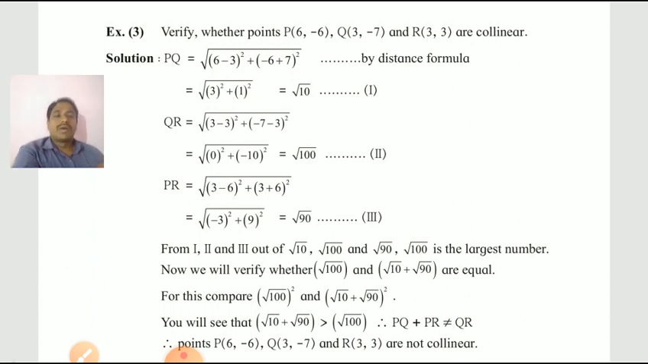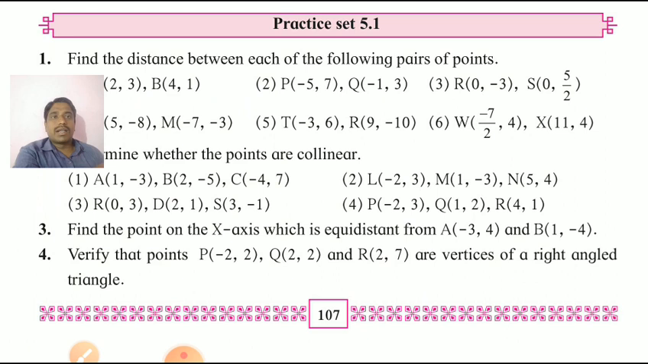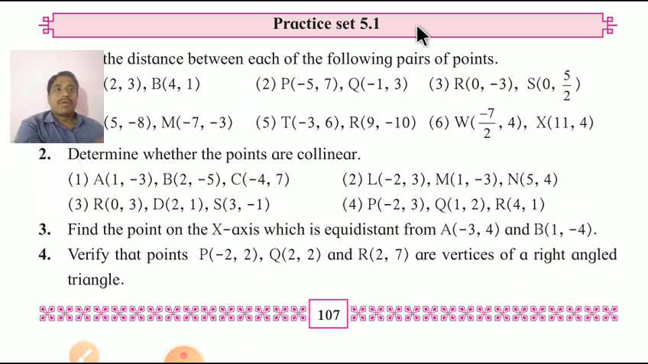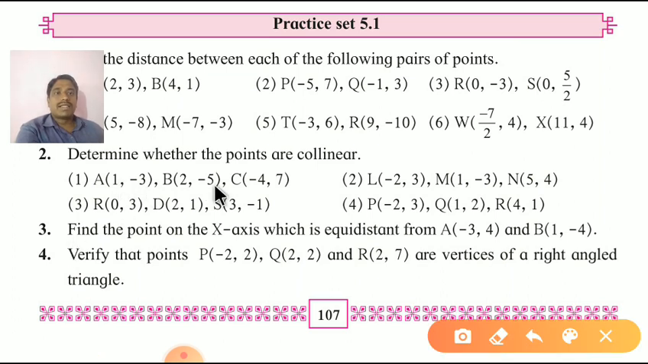In this way we solve the example on practice set 5.1. Now here see, determine whether the points are collinear. We solved question number 1, the distance between each of the following pairs of points, and now we solve determining whether the points are collinear or not. First one, take example number 1, points A, B, C.